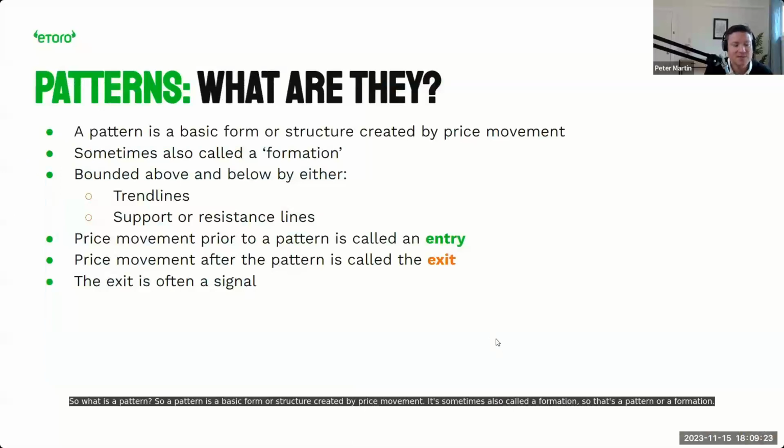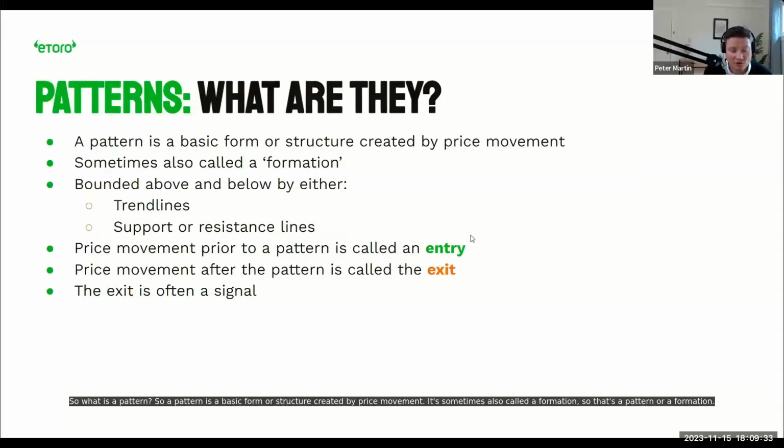So what is a pattern? A pattern is a basic form or structure created by price movement. It's sometimes also called a formation. So that's a pattern or a formation; we're basically talking about the same thing. With these classic patterns, they're bounded above and below by either trend lines or support or resistance lines. And the pattern begins when the price moves into, by breaking through, one of these lines that bound it above or below.